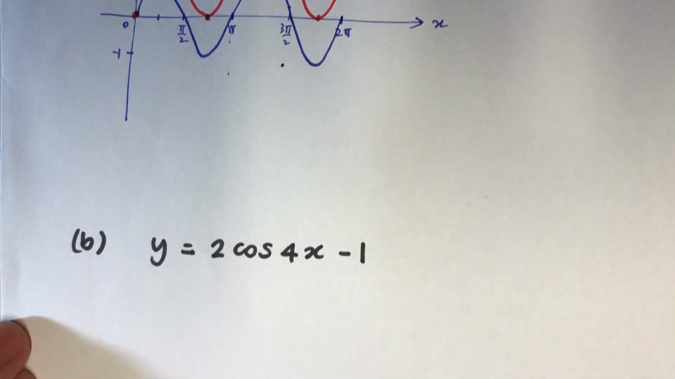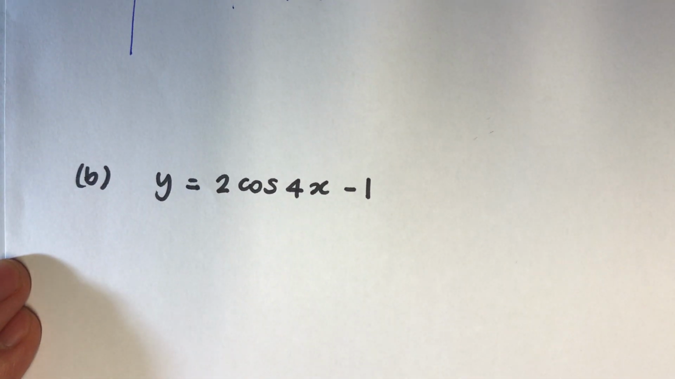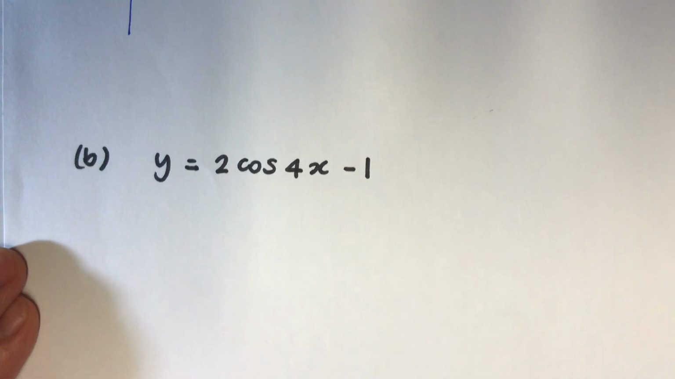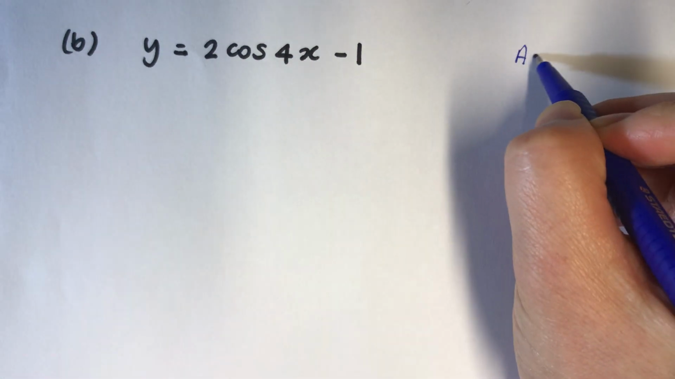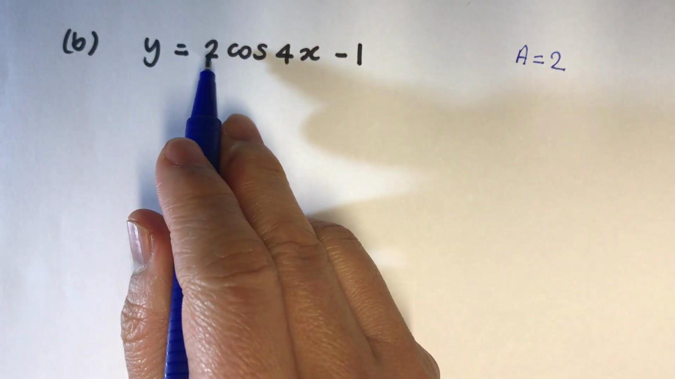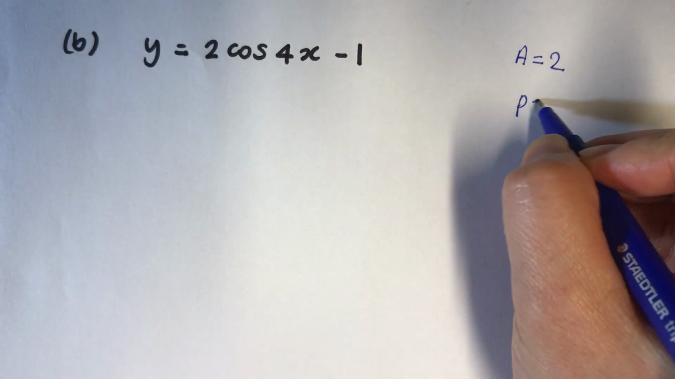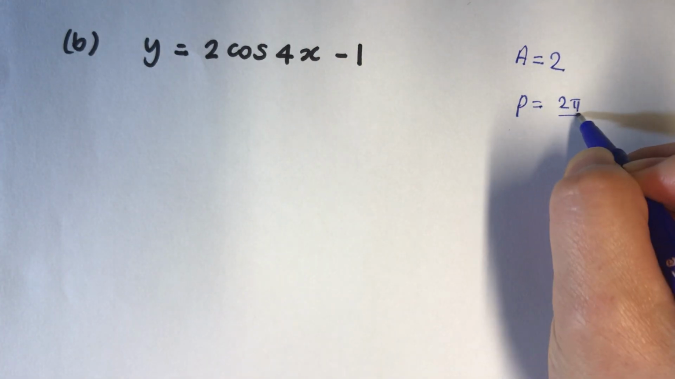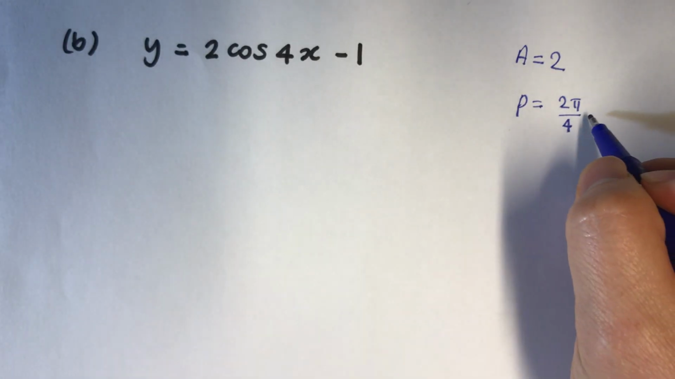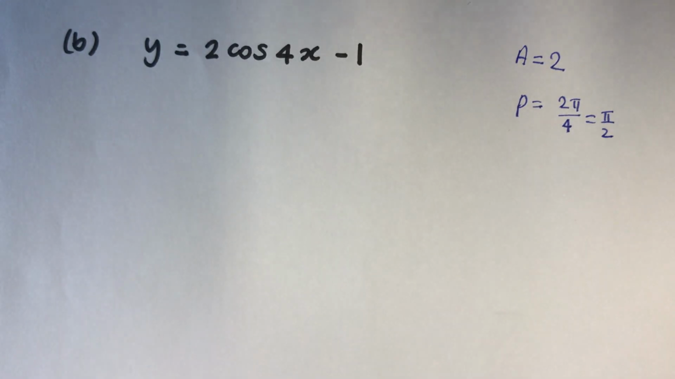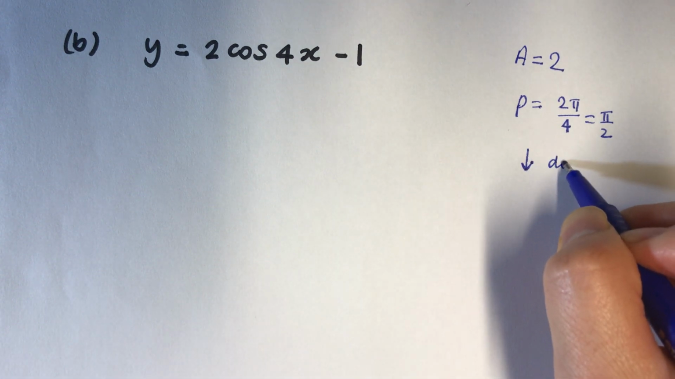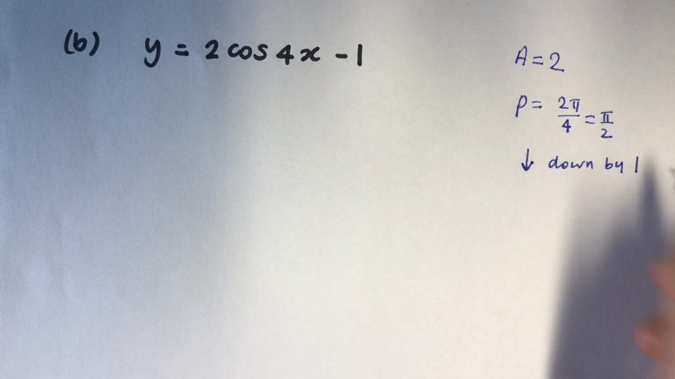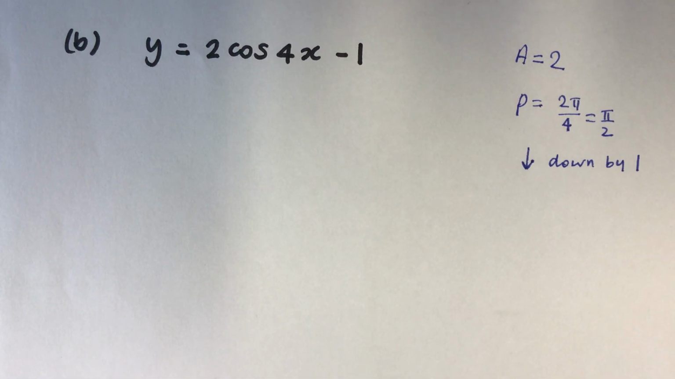And then the next one, we're going to go with y equals 2 cos 4x minus 1. Now let's have a look. The amplitude is 2 now. There's a 2 there. My period will be 2 pi over 4, there's a 4 there, which will be pi over 2, a half. And its phase will go down by 1.